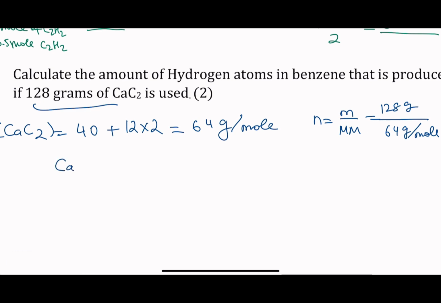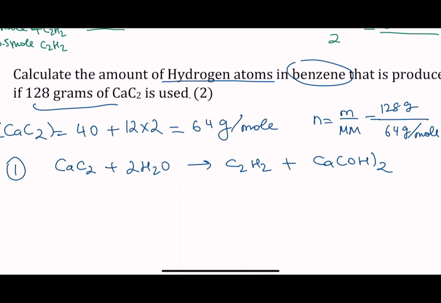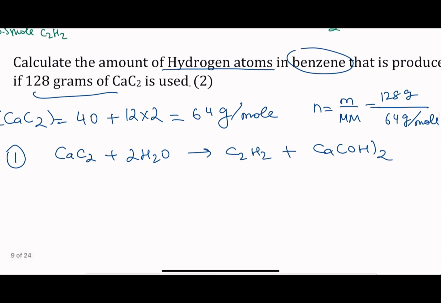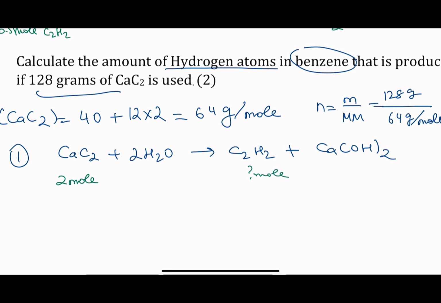Okay, so calculate the amount of hydrogen atoms in benzene. Again, I'm going to write the equation, just for our convenience. Normally you can just use it from the top. So calcium hydroxide. So it's asking to calculate the amount of hydrogen atoms in benzene. So let's solve the first equation first. You've got here 2 moles of calcium carbide. You don't know how many moles come out from C2H2. We need to find the mole of C2H2 because we will use it as a reactant for our second reaction, right?